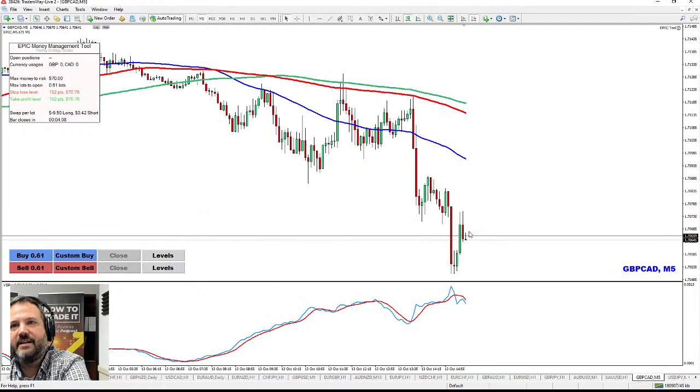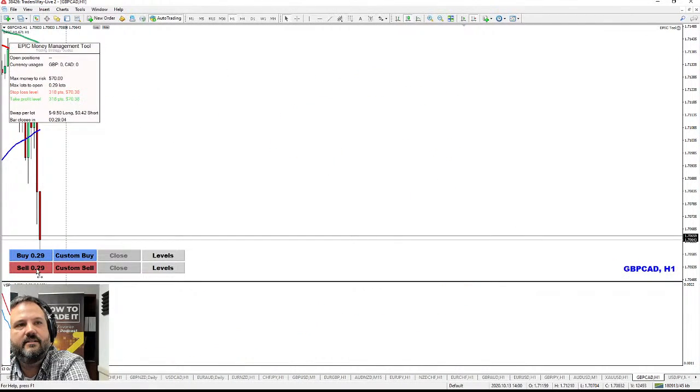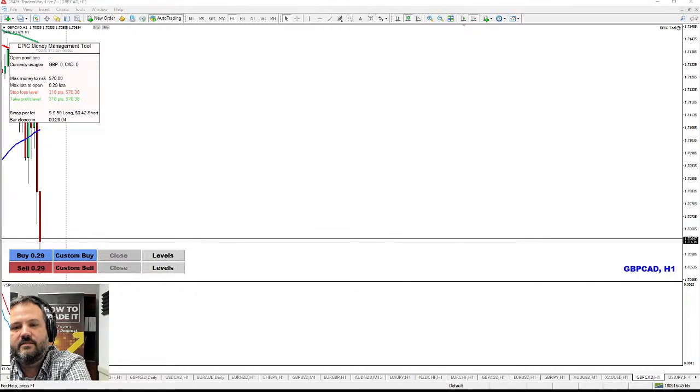Oh, Pound CAD made a nice little bounce. I'm going to actually join you on this one. Yeah, I'm up a whole $3. There you go. Now it's moving.